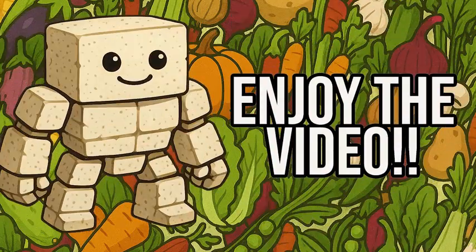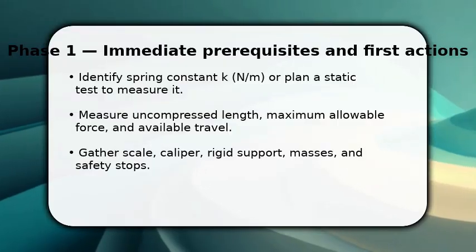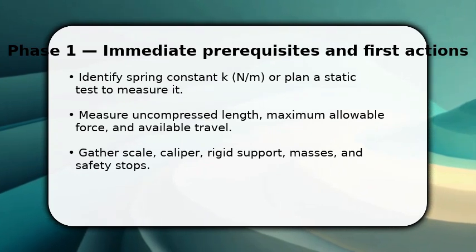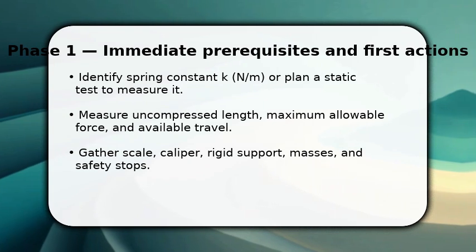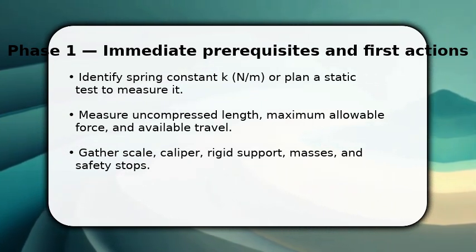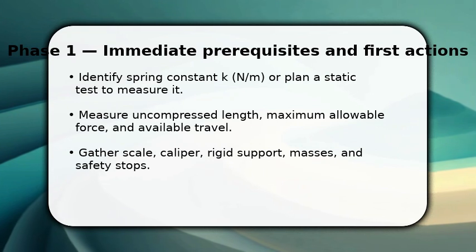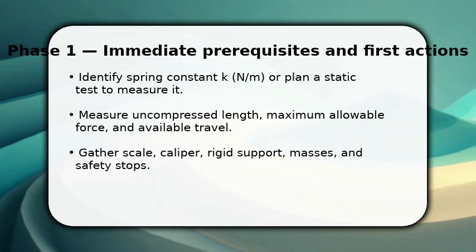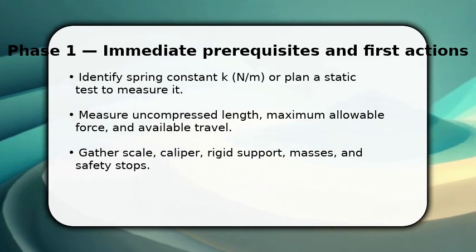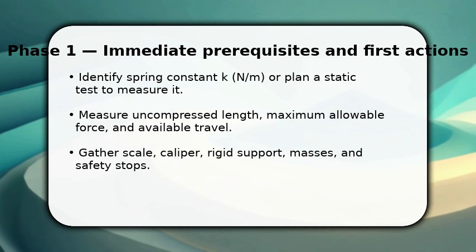Please enjoy the video. You begin by confirming the spring constant K or by planning a static test to find K. You need that value to compute maximum compression. Attach the spring to a rigid support and measure its free length, note it down. Add known masses or apply force increments while recording displacement. This gives you force versus compression data.